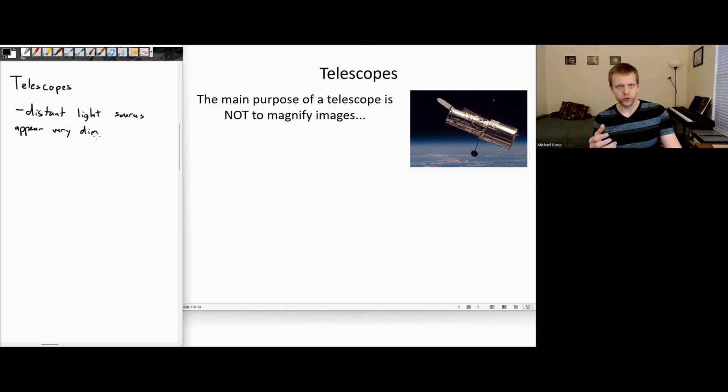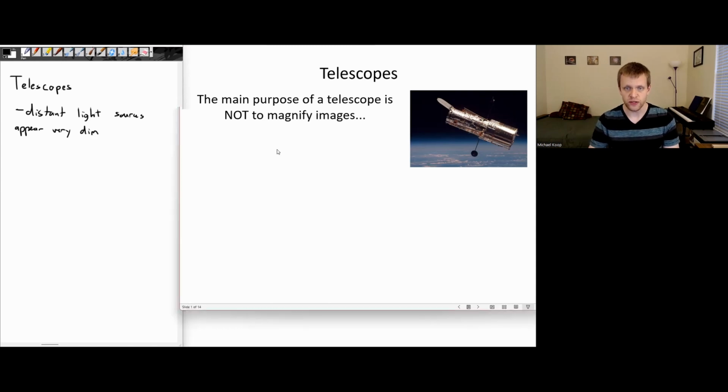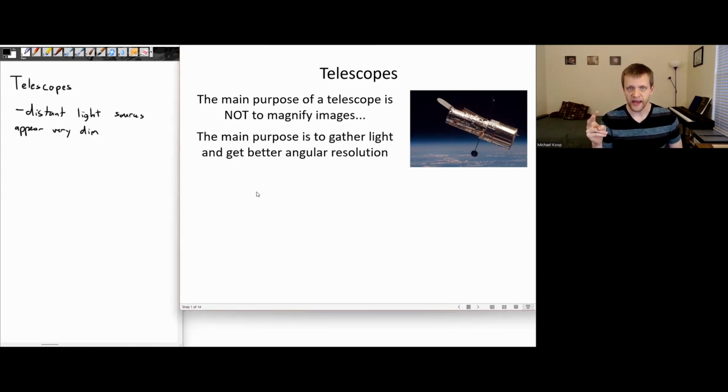So if all you were doing was just zooming in on that image, you could potentially zoom in so much that every little bit of your image is barely getting any light at all. You'd basically zoom in until the image is completely invisible. So what you need to do is to do two things. You need to collect more light and get a very high angular resolution to be able to see very, very small details.